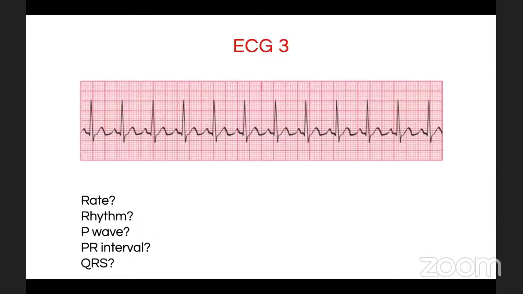Is it regular؟ نقول الرذم regular ولا irregular؟ ممتاز regular yes ممتاز. طيب الحين البي ويفز، هل في موجودة البي ويف قبل كل كيو ار اس؟ موجودة. اوكي normal looking. اوكي البي ار interval نحسبها تقريبا 1 2 3 4 so it's normal. اوكي والكيو ار اس تقريبا 2 to 3 small boxes so it's normal.